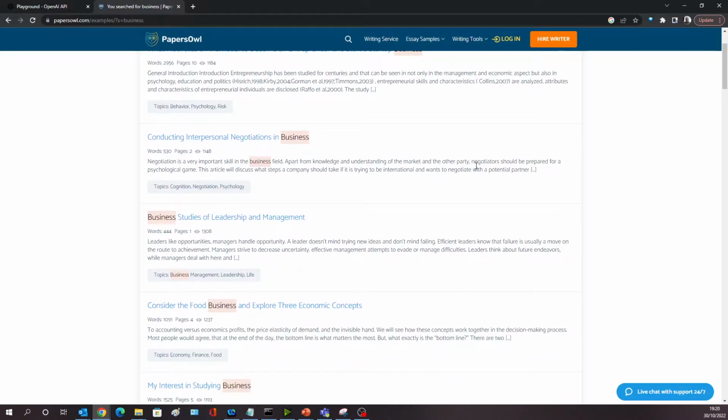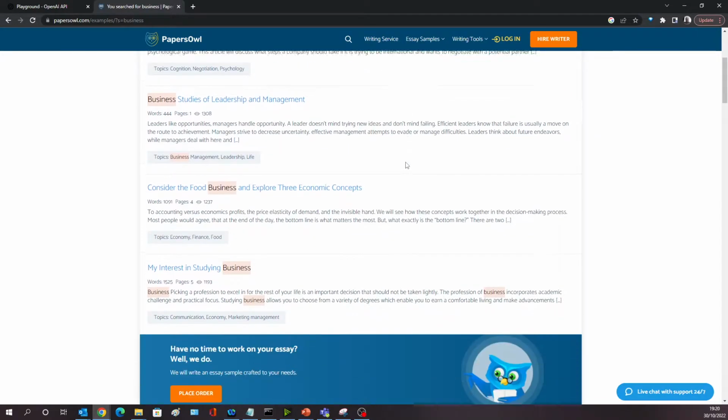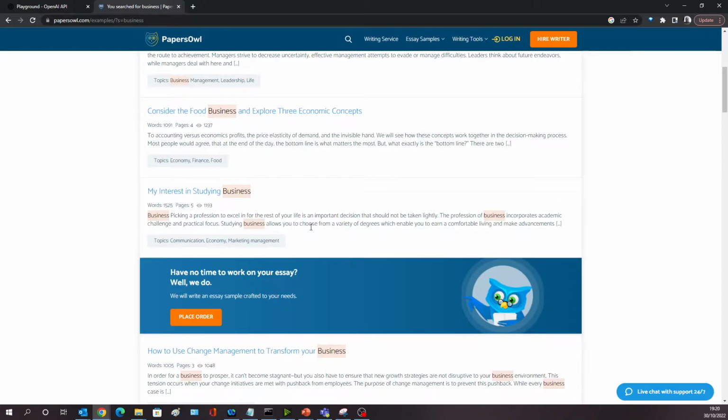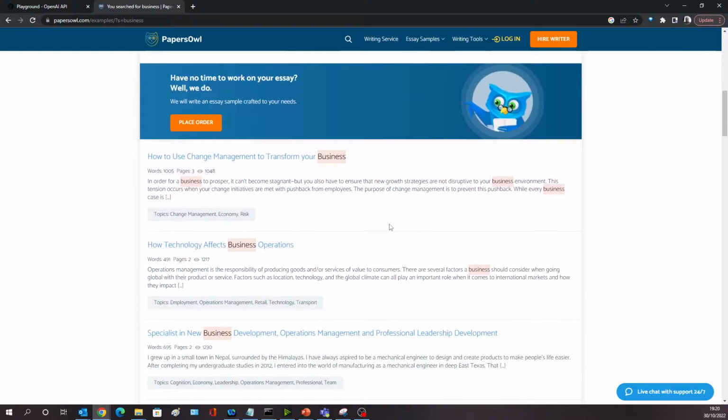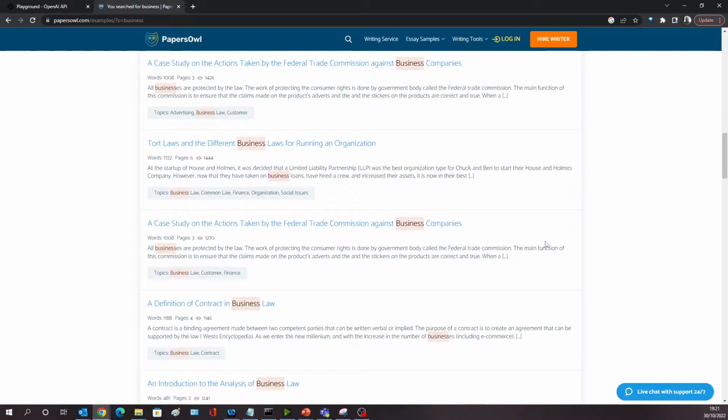Consider the food business and explore three economic concepts. That looks like quite a good one. My interest in starting business. These reflection essays, by the way, I've been experimenting with this. They're incredibly easy to write. How to use change management to transform your business. These are very sample essays. How technology affects business operators. You can read through these as well as I can.